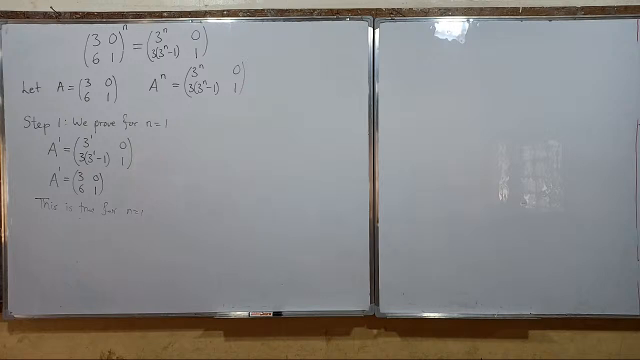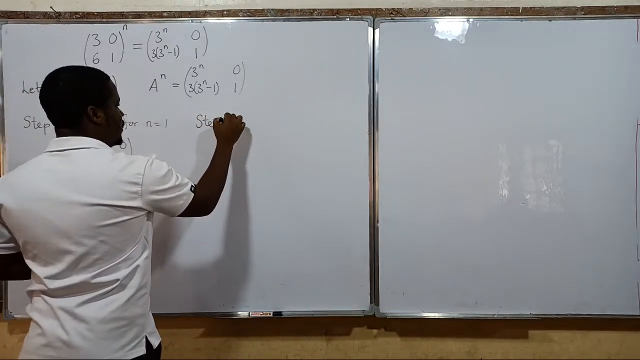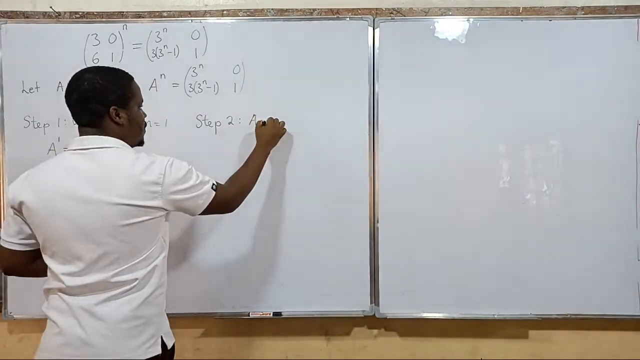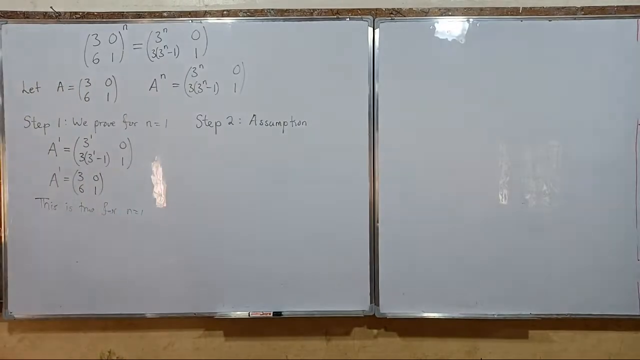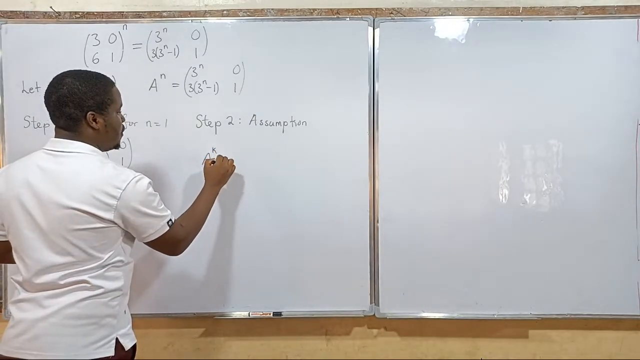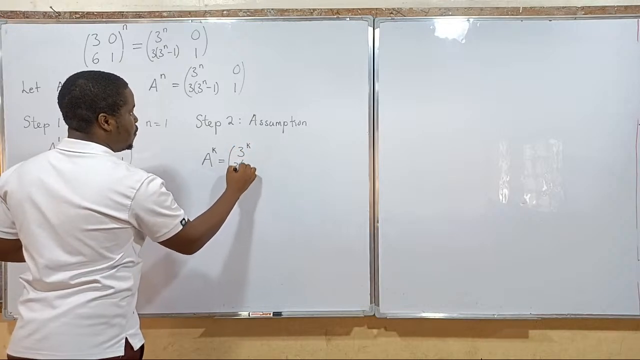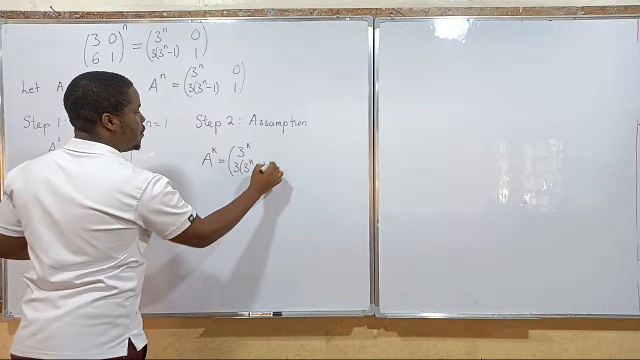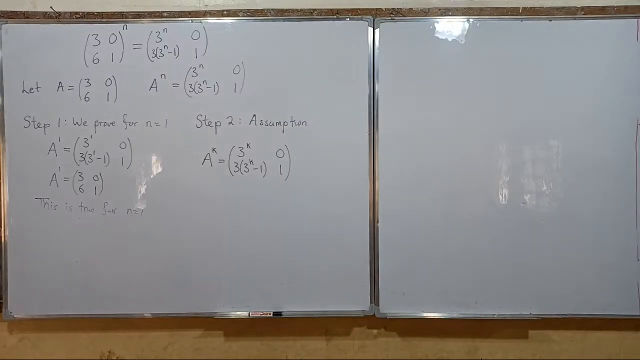Then from there, we go to step 2, the assumption. So step 2, this is the assumption. So you have to write a statement to say, now we assume that it is true for n is equal to k. Then if you say that, what do you do? Where there's n, you replace it with what? The k. So that we get A to the k is equal to, open bracket, 3 to the k, 3, open bracket, 3 to the k minus 1, there 0, there 1. So that's your assumption. Just like that.